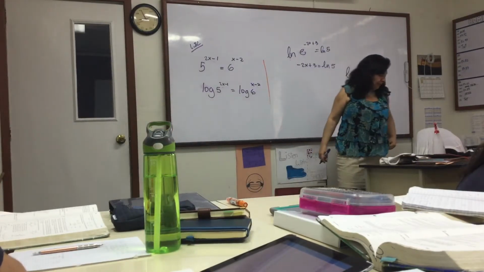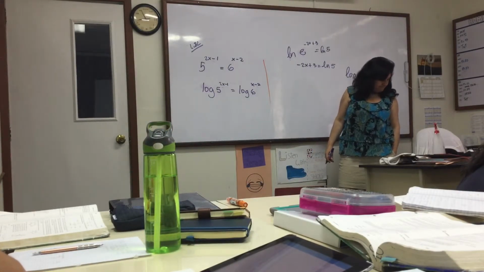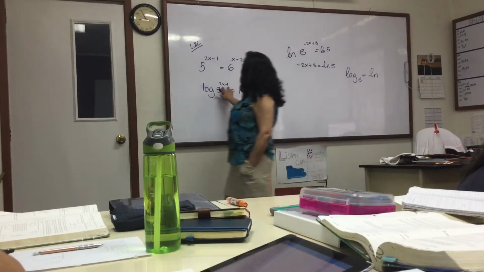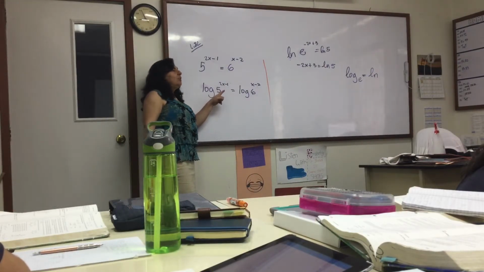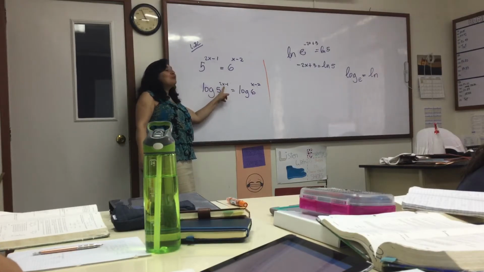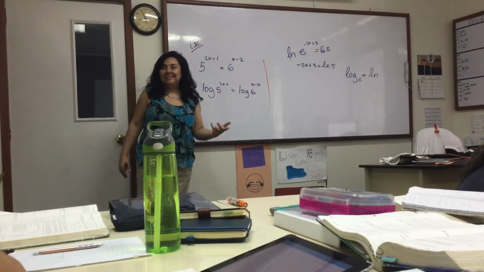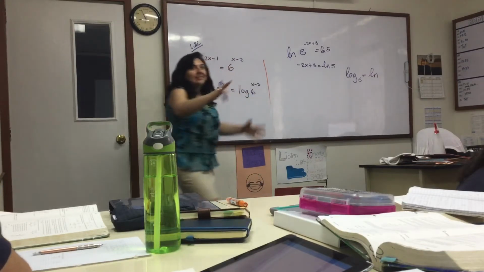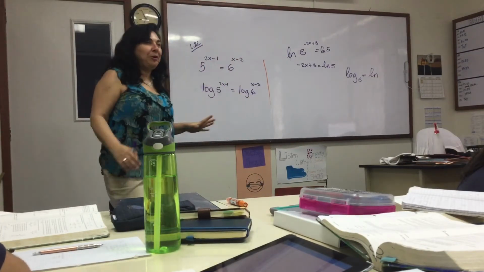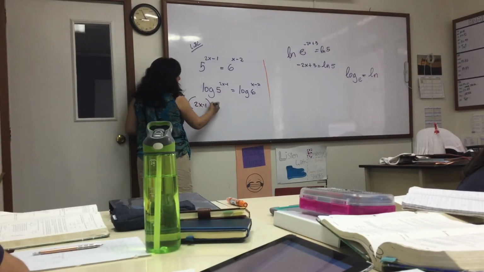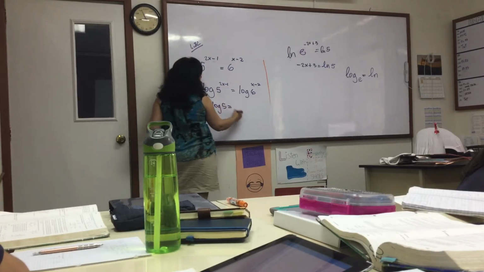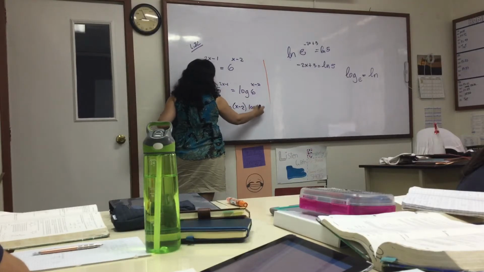Because we're using the same base for both of them. How do we need to get these down? We bring the exponent down, multiplying: 2x minus 1 times logarithm of 5 equals x minus 2 times logarithm of 6.